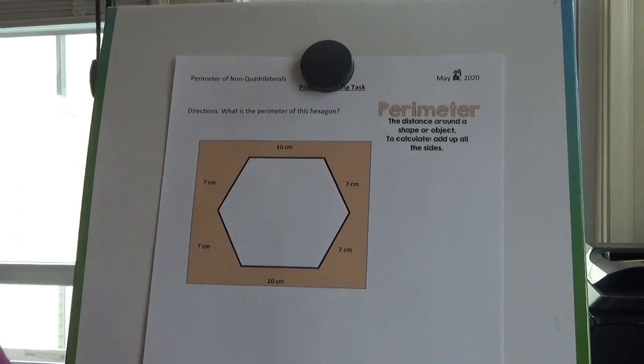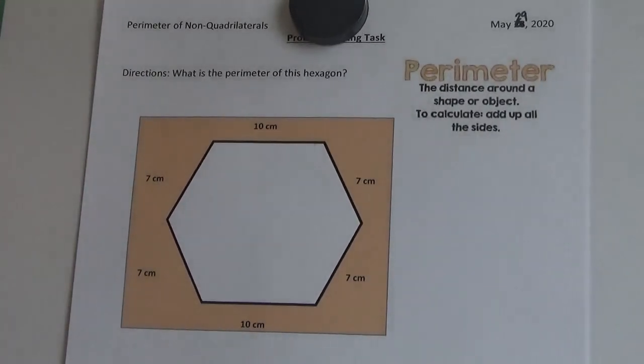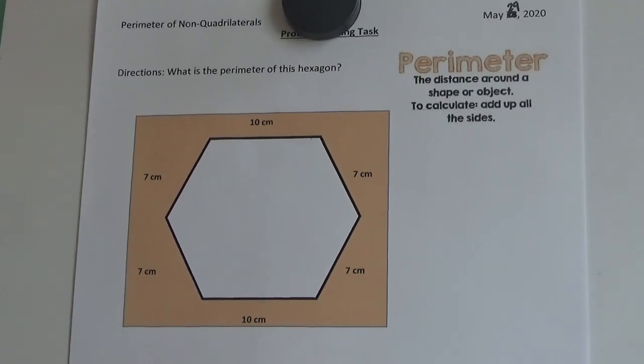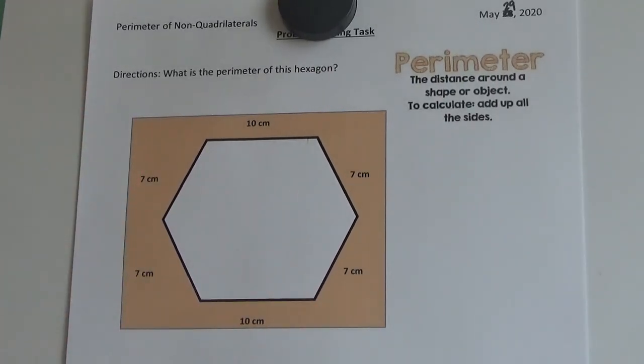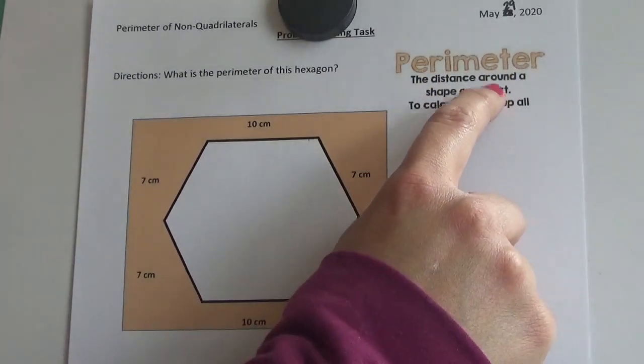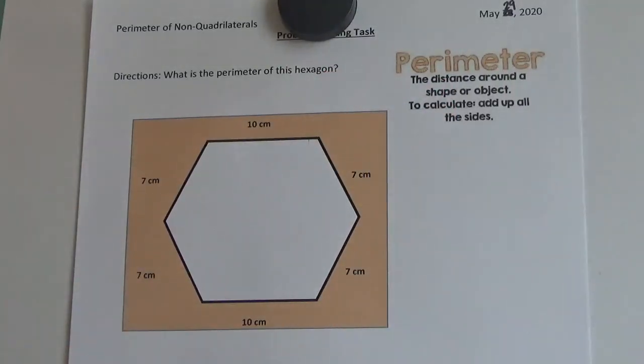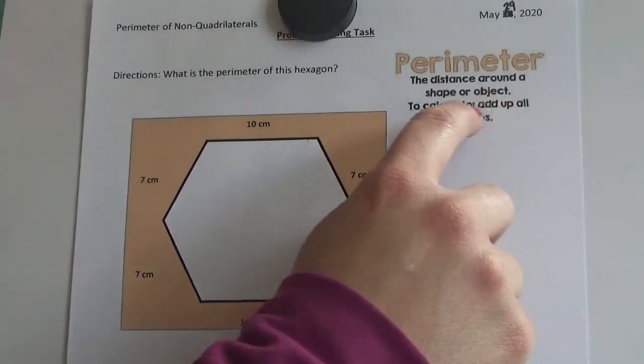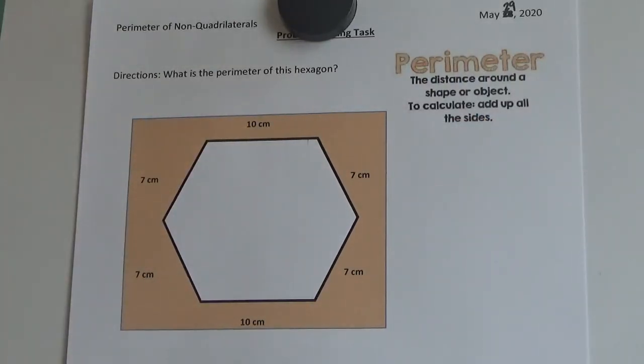Great. Today, we are going to jump into another lesson on perimeter. In fact, we're going to be spending the next couple of days going over perimeter. Yesterday, we learned that perimeter represents the distance around a shape or object. And to calculate, that means to figure out what the perimeter is, you have to add up all of the sides. So yesterday, we practiced this with quadrilaterals. Those are our four-sided shapes. Today, we're going to practice it with non-quadrilaterals. What I mean by that is we're going to practice figuring out the perimeter of shapes that have either less than or more than four sides.